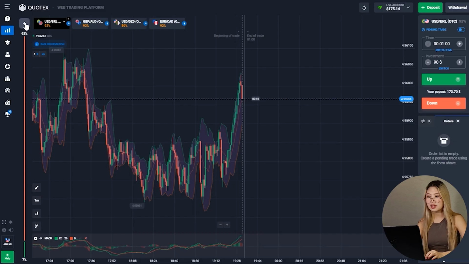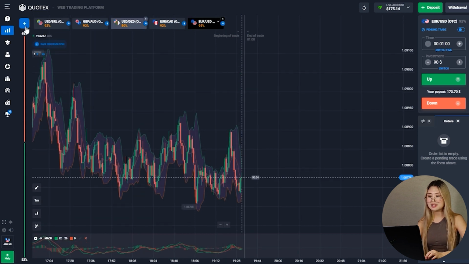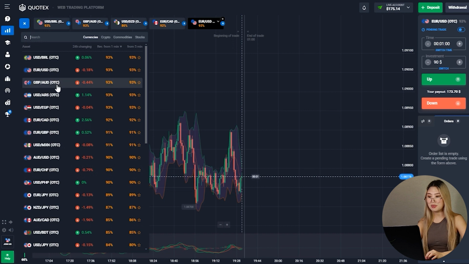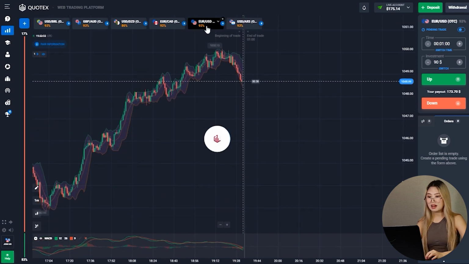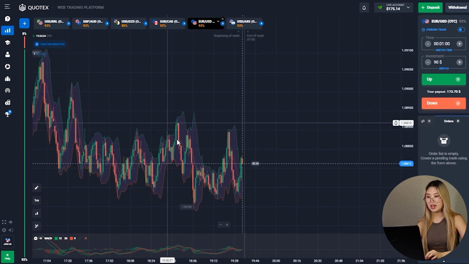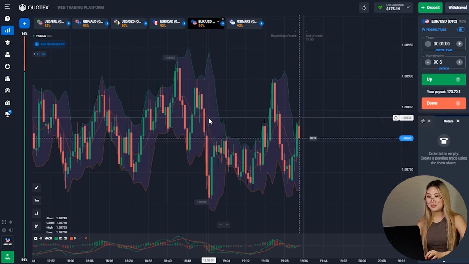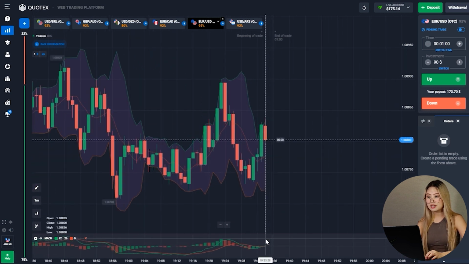So let's choose a currency pair with a really good payout percentage. Let it be the Euro dollar. Let's add another great currency pair as well. Let it be the American dollar and the Argentine peso. And guys, on this currency pair we can see we have a flat here. And by the way, I don't recommend anyone to trade it flat, of course, if you're not a professional trader.